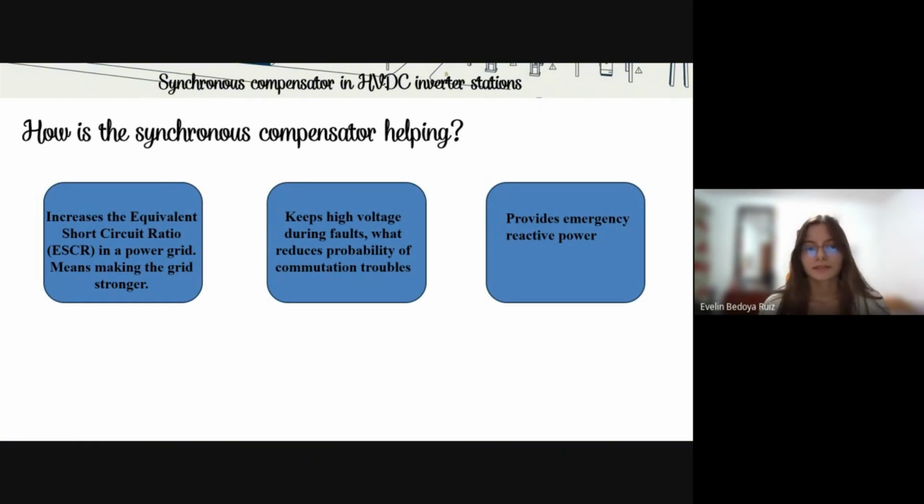And how is this synchronous compensator helping? Well, basically, the compensator will perform three important tasks. First, increase the ESCR, which is basically a measure to sense the grid strength. The second is to keep the voltage high during faults, which reduces the probability of commutation trouble. And third, it will provide emergency reactive power.